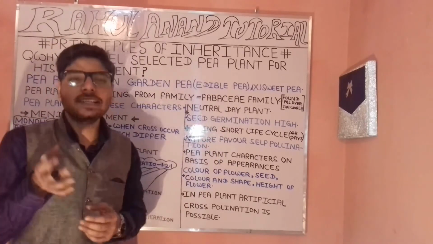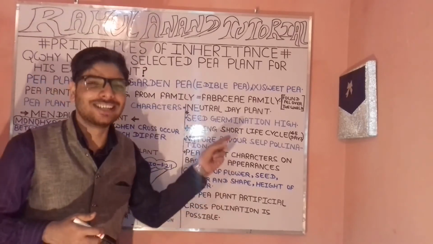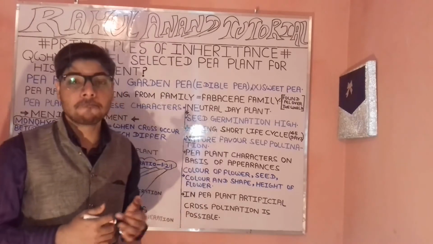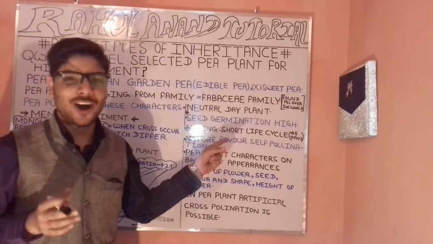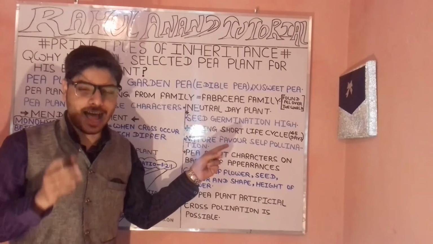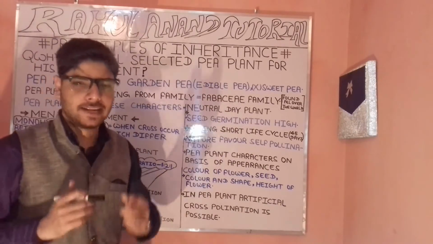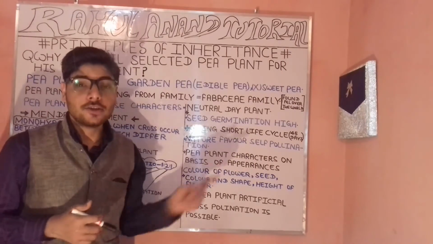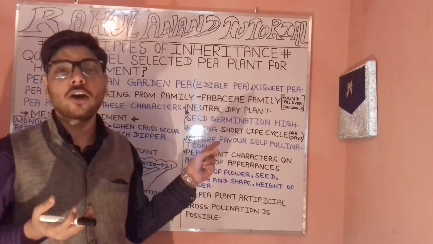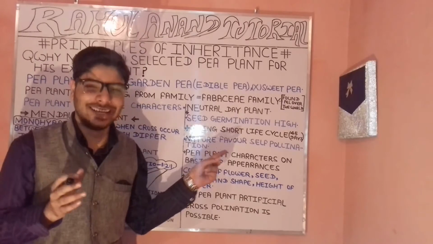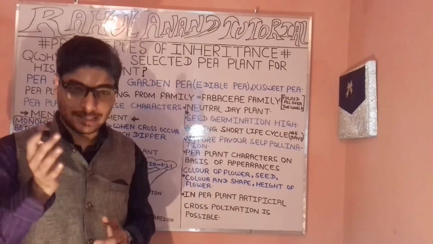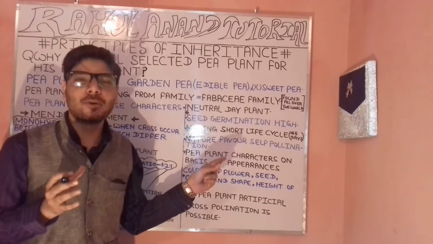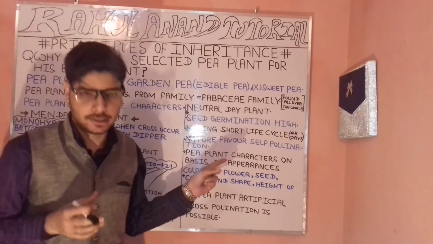Now, why did Mendel select the pea plant for his experiment? These pea plants are neutral day plants. Often they have high seed germinating qualities. The third point, very interesting: they have a short lifespan of around 45 days. In the pea plant, these traits play an important role and favor the self-pollination process.